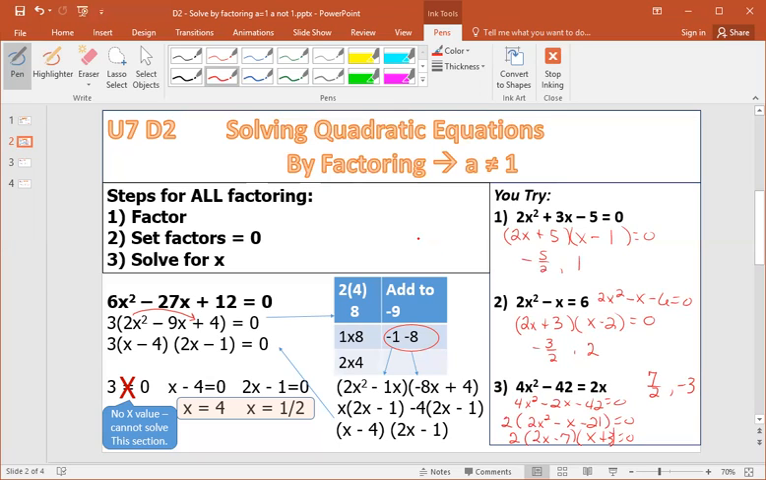Okay, so the whole idea is to make sure that you are doing your AC method of solving, just like in the example. Okay, you're still setting factors equal to 0.